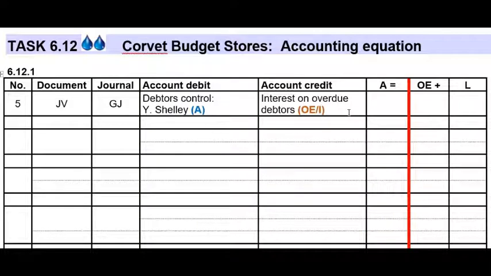Okay, so if we look at the effect of this transaction on our accounting equation, you will see an asset was debited, so assets increase with the 40 Rand. Remember, we're dealing with the interest part. And an owner's equity account was credited, so owner's equity also increased. Plus 40 equals plus 40.